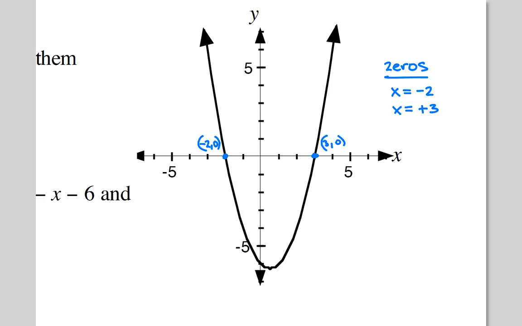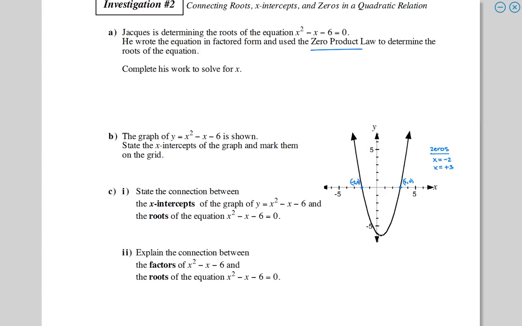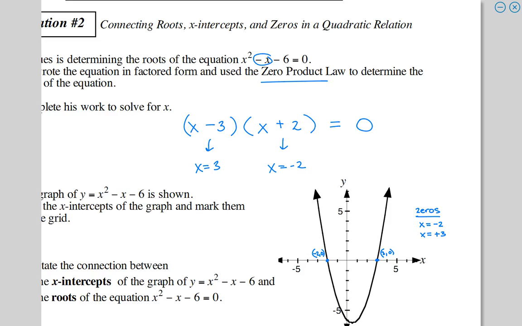Now to solve for these algebraically, you would have to use the zero product law. So you'd factor that left-hand side, and it's an inspection, so it's really straightforward. Factors of -6 that add to -1. I'm assuming it's 3 and 2. To make this -1, this would have to be bigger by 1. Solve these individually. And you can see the connection between the zeros and the solutions to the equation when it's equal to 0.